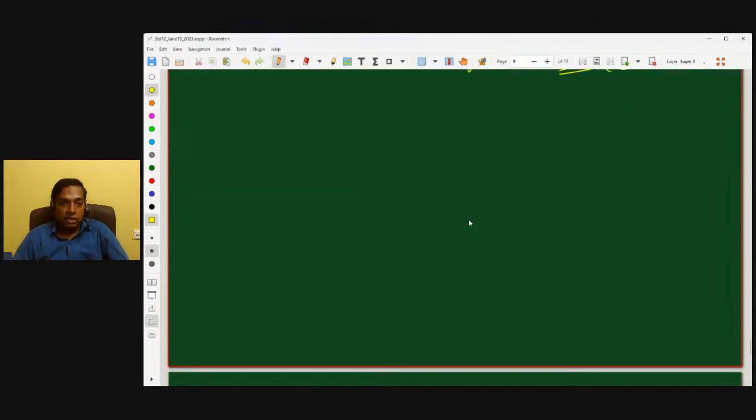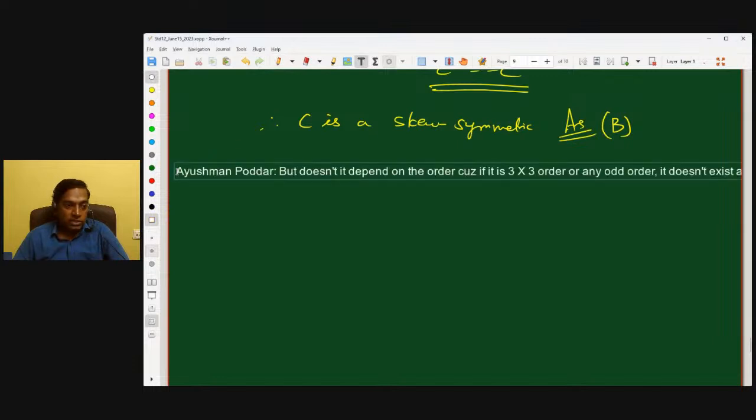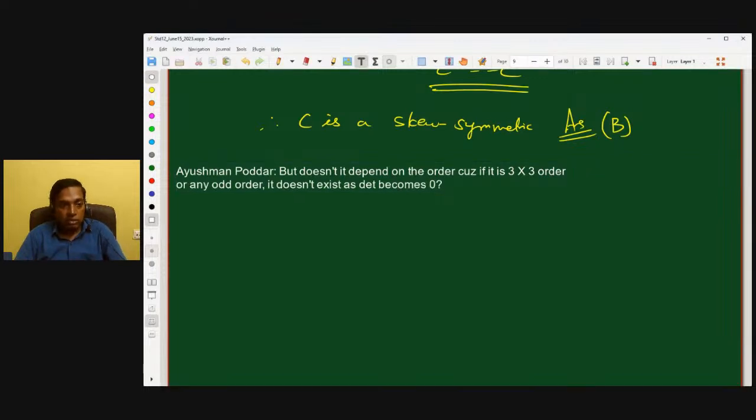Ayushman Podar has asked a doubt. I don't understand which question. But doesn't it depend on the order? Because if it's 3 by 3 order, any odd order, that's why the question says, yes, you are right. That's why the question says if it exists.